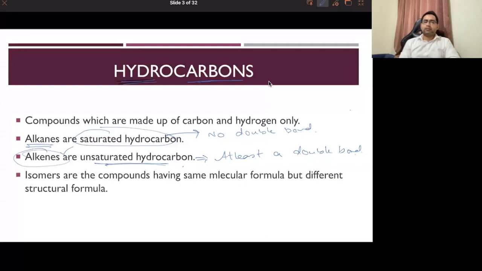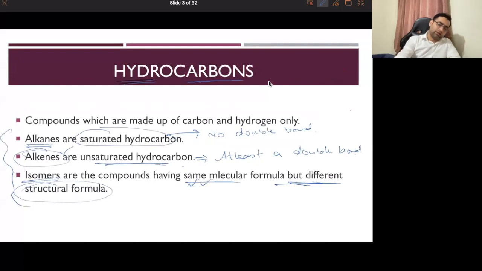Isomers are the compounds which have the same molecular formula but different structural formula. They are known as isomers. I'll discuss in detail how you can identify different compounds which have the same molecular formula but different structure. In the exam, no one is going to ask you about the definition of isomer, but they will give you different compounds, and the examiner will ask you about isomers.